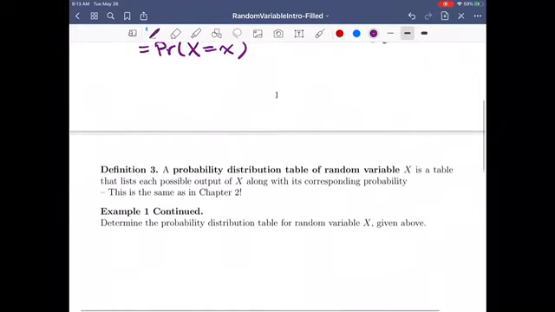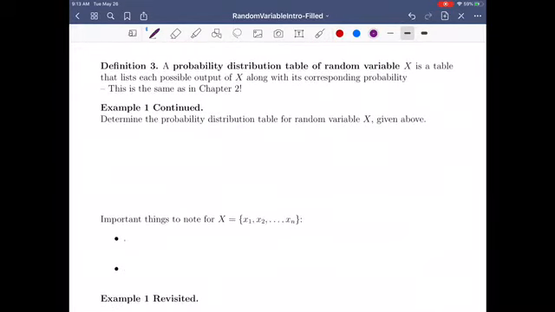So we also have this idea of a probability distribution table for random variables. It's the same as what we had in chapter 2. It's a table that lists each possible output of x. In comparison, it was all the outcomes of the experiment in chapter 2. So here it's all the outputs of x together with their probabilities.